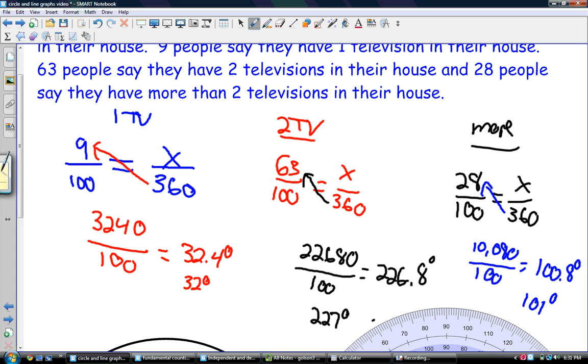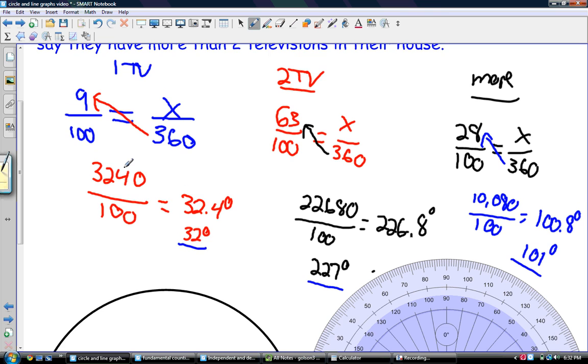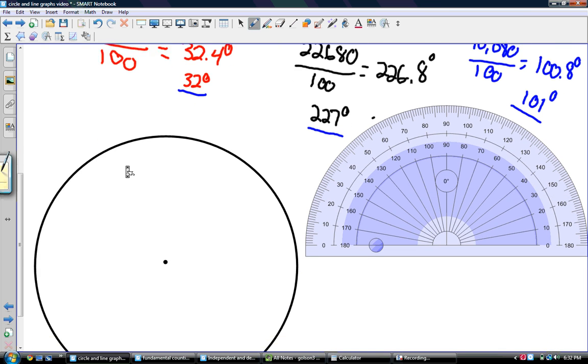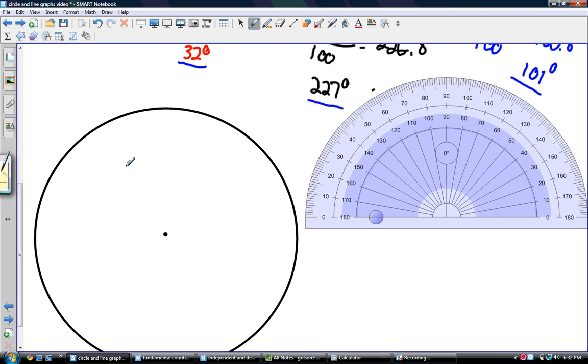We already said we know the circle's got 360 degrees, so we can check this by saying, okay, let me look at the 3 answers I got, the 32, the 227, and the 101, and make sure that they total up to 360. So that gives me 328 when I add those two together. Another 2 makes it 330, and the 30 makes it 360. So that looks good. I do have 360 degrees, so this should work out right then. Looks like I didn't make any mistakes.